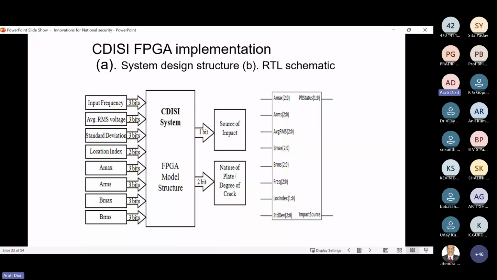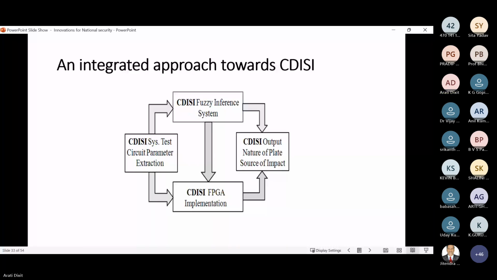And same thing, this was the FPGA and RTL schematic for the CDC implementation, CDC being crack detection and impact source identification. So what I'm trying to portray here is that we have a problem to solve. Great, that is a wonderful thing, right? More problems, so it's more exciting for engineers, for innovators, for thinkers. They have some food for their brain, they can solve these problems, right?